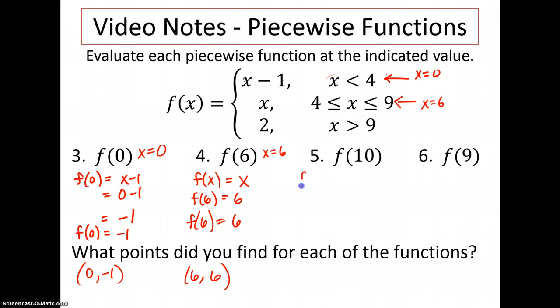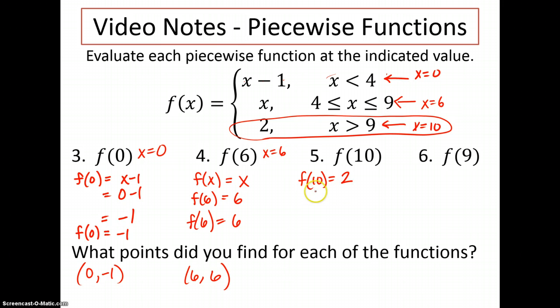F of 10, where does f of 10 fall? Well, 10 falls here. 10 is greater than 9, so x equals 10 falls here. And at all values greater than 9, f of x equals what? F of x equals 2. So f of 10 equals 2. F of 11 equals 2. F of 100 equals 2. At all values bigger than 9, f of x will equal 2. So that's the point 10, 2.